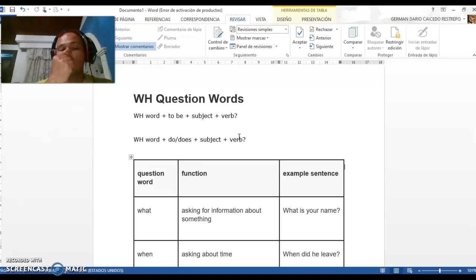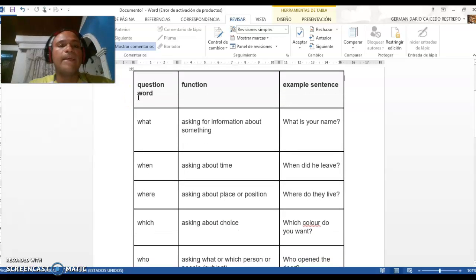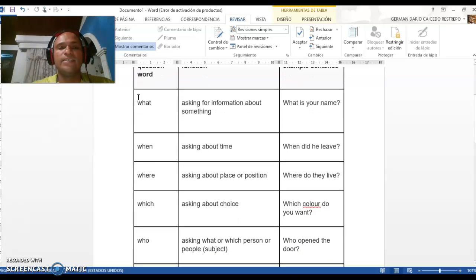Some words to make WH questions all have the letters W and H. For that reason they are WH questions. And the first word is what. What is used for asking for information about something. For example, what is your name? What is your cell phone number?